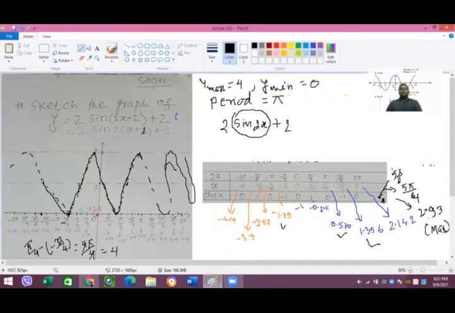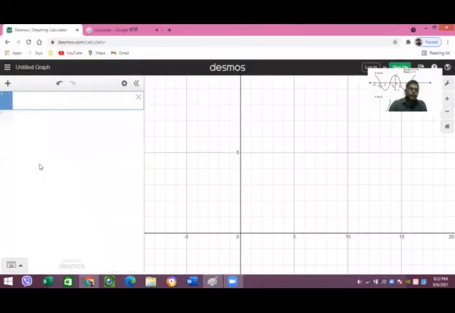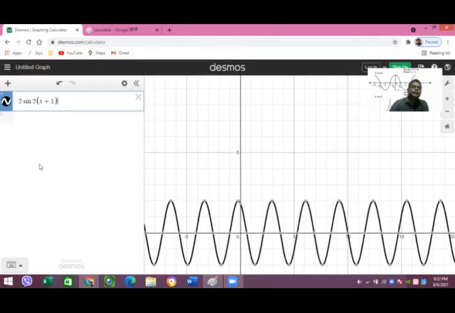In order to check whether or not this graph is correct, you can use graphic software, even though this is not allowed in your exam. Note that you are not allowed to take a graphics calculator in your exam. But for better practice, it is a good idea to use graphic software to check whether your work is correct. First of all, I will take the graph of 2 sine (2x + 1), closing the bracket, and after that plus 2.